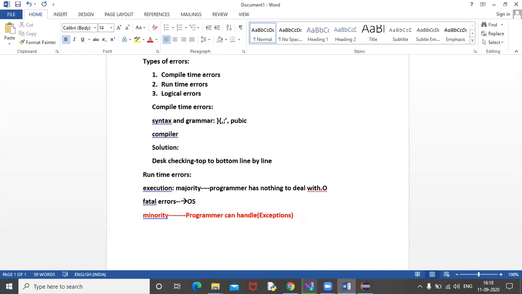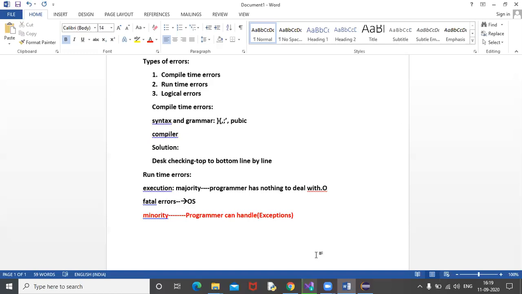Now comes error, and again I am talking about errors only. I named the heading as types of errors. And slowly I used the word exception. Till now I used only the word error: compile time errors, runtime errors, logical errors. And again in runtime errors, I categorically divide it into majority and minority.